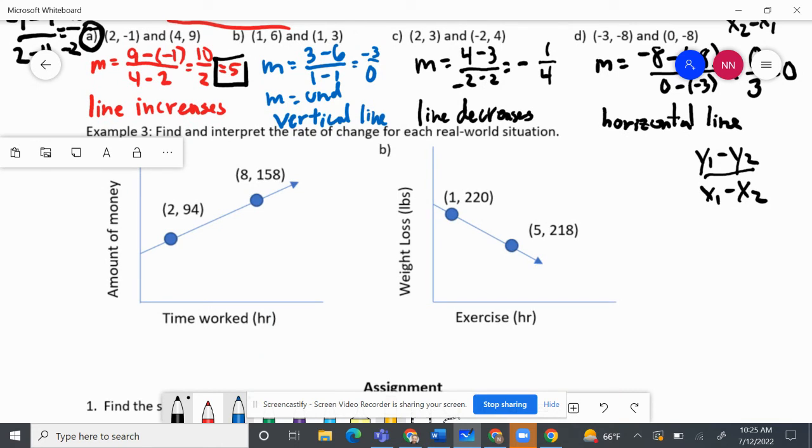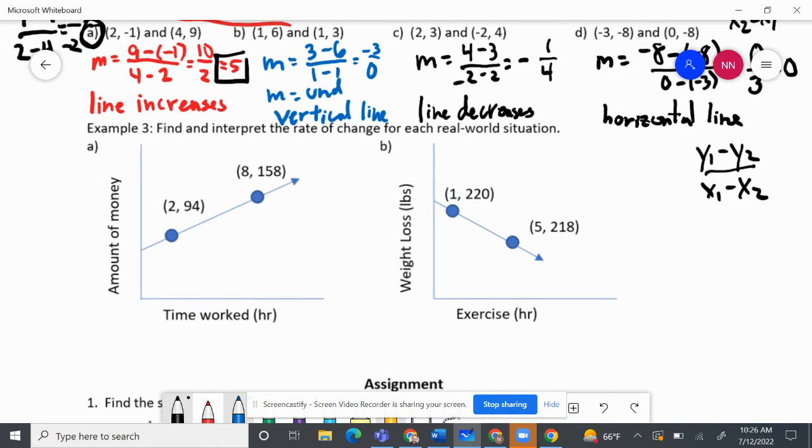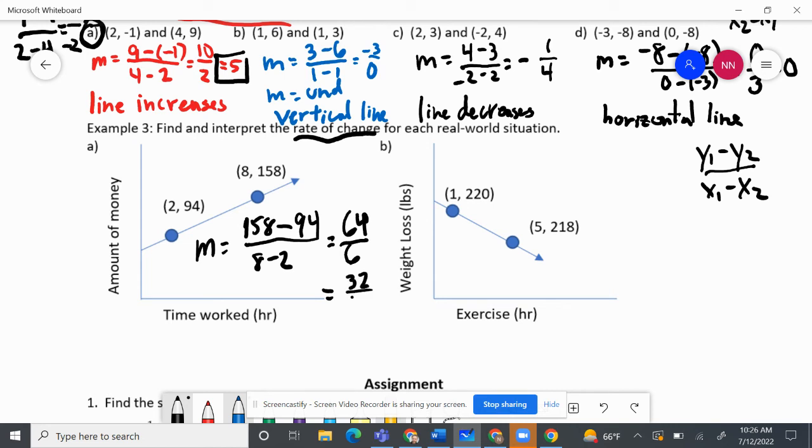Now, for example 3, what we're going to do is we're going to find and interpret the rate of change. And remember, rate of change is just another way of saying the slope. So what we're going to do is we're going to find our slope. And how we find our slope is we're going to go our second y, which is 158, minus our first one, which is 94, and then we go 8 minus 2. And that right there gives us 64 over 6. I'm going to reduce it. That, of course, gives me 32 over 3.